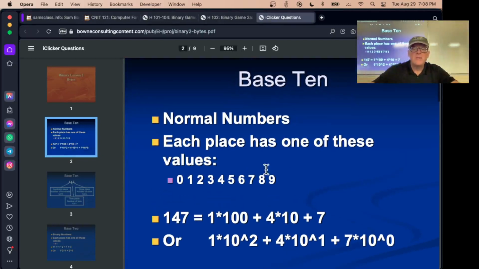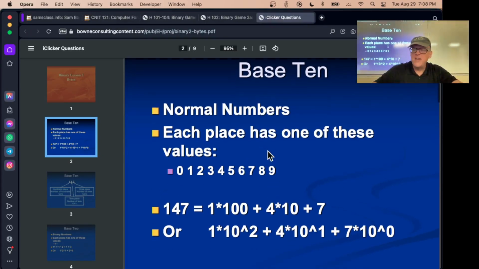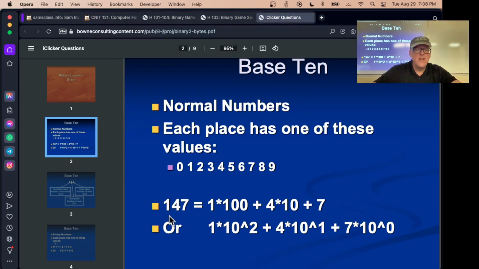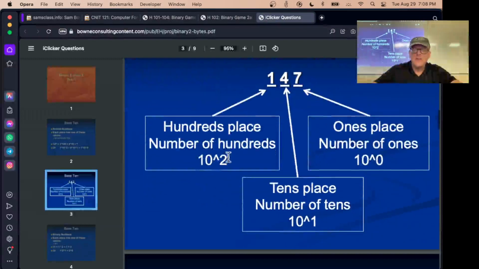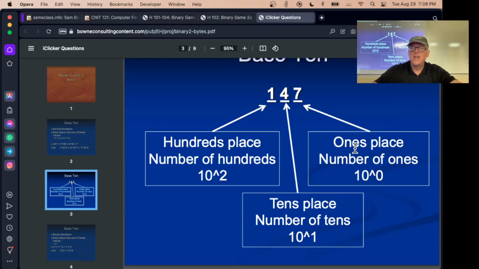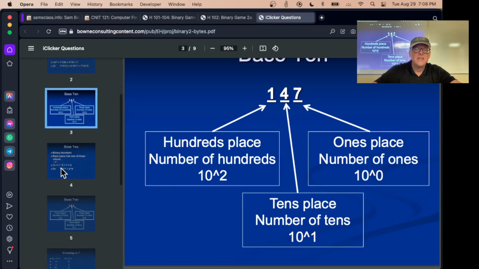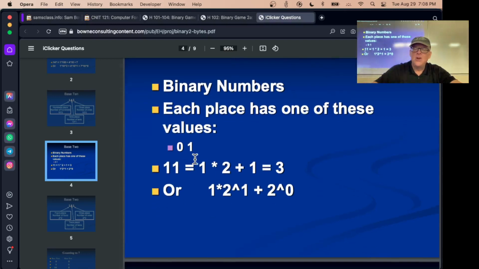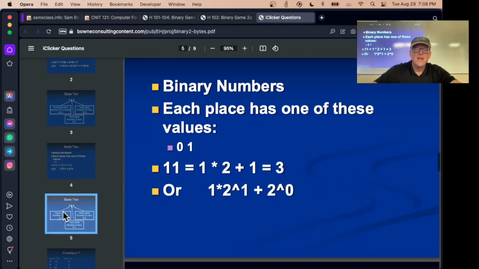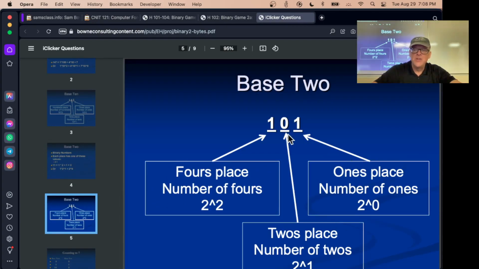All right. So we talked about this before. Normal numbers are base 10. So if you write 147, that's 1 times 100 plus 4 times 10 plus 7 times 1. So you have the hundreds place, the tens place, and the ones place. In base 2, all you have is 0 and 1. So you'll have the ones place, the twos place, and the fours place.